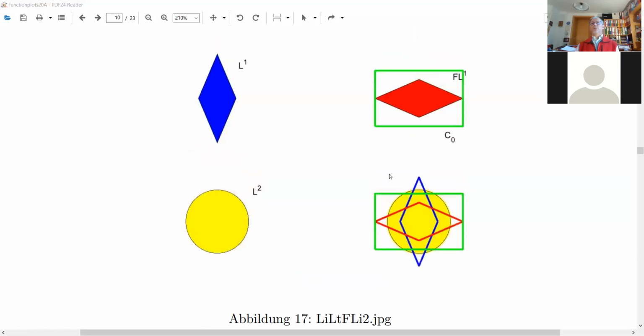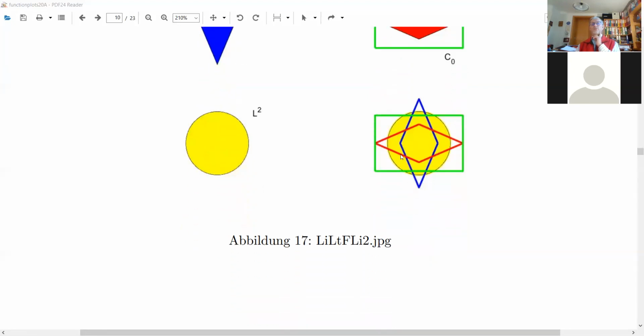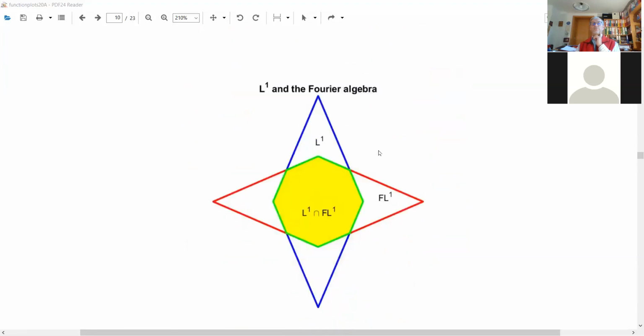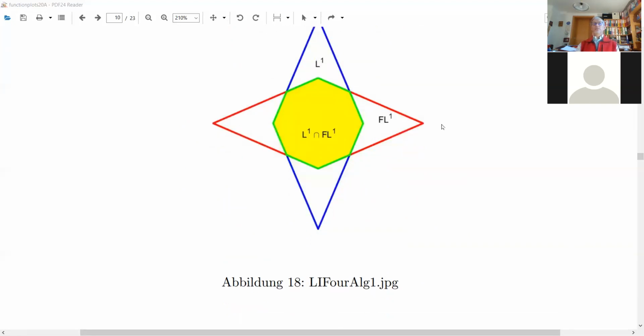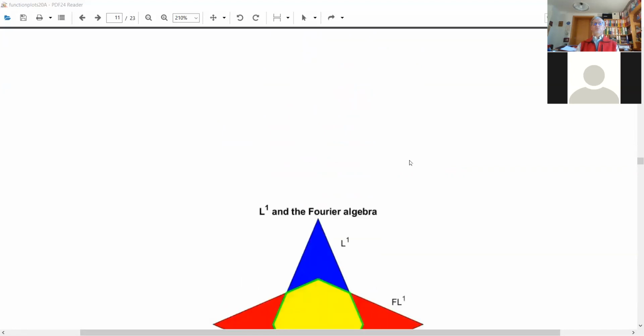In this way, I tried to make a catalog of symbols which is good enough such that if you see how the symbols are related to each other in this way of pictures, you can get an idea of how these function spaces are related to each other. For example, in the traditional course on Fourier analysis, I would use the inversion theorem for the functions which are in L1, but also in the Fourier algebra, which is the same as saying the Fourier transform is in L1. So the yellow domain is in this case, and I probably should stop here.